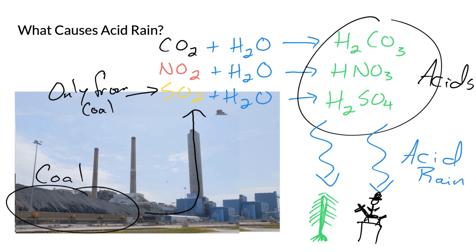And so when coal reacts with rainwater to produce all of these acids, it causes a lot of damage to the environment and to objects that humans have made, either out of limestone or marble or brass or bronze.